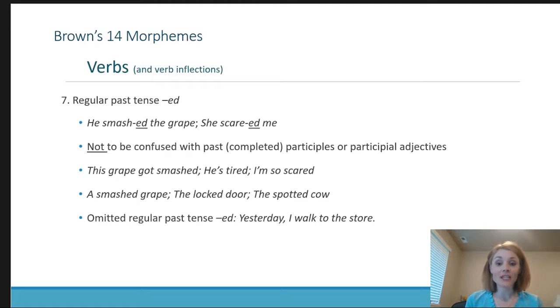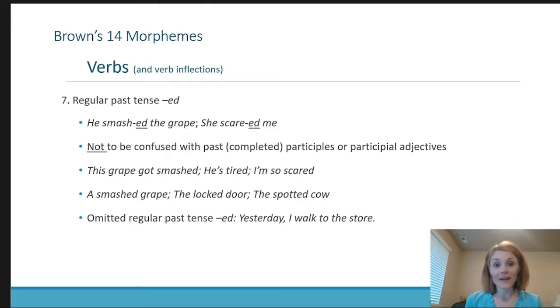In the sentence, she scared me, there's only one verb, so it's by default the first verb and must be marked for tense. So in she scared me, that would be the regular past tense -ed morpheme. And again, we'll go over tense and aspect a little bit more in the next module.